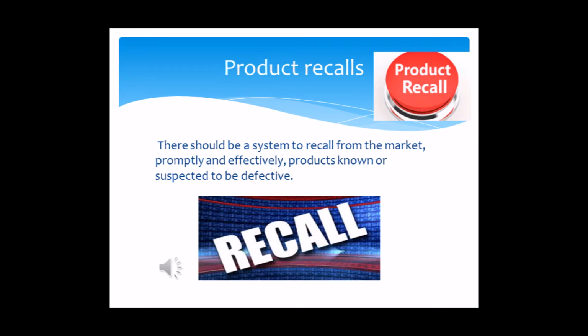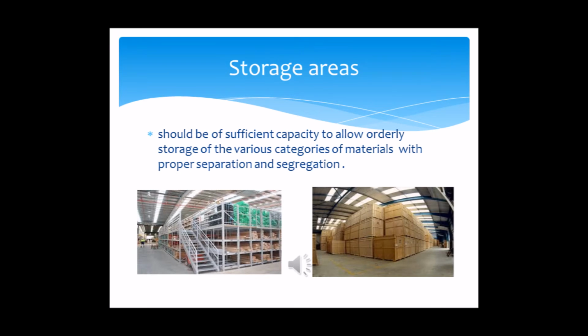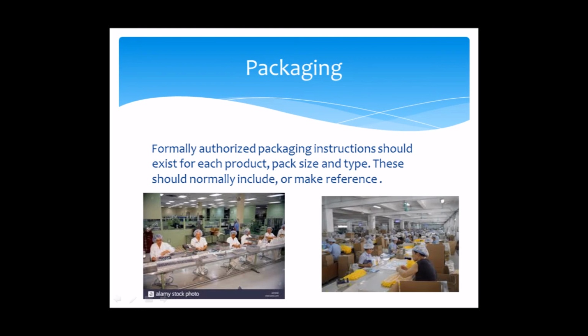Product recalls. There should be a system to recall from the market promptly and effectively products known or suspected to be defective. Storage areas should be of sufficient capacity to allow orderly storage of the various categories of material with proper separation and segregation. Packaging. All operations including filling and labeling that a bulk product has to undergo in order to become a finished product. Filling of a sterile product under aseptic conditions or a product intended to be terminally sterilized would not normally be regarded as a part of the packaging.